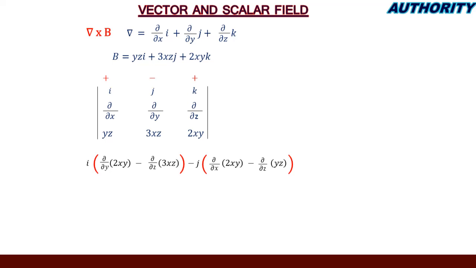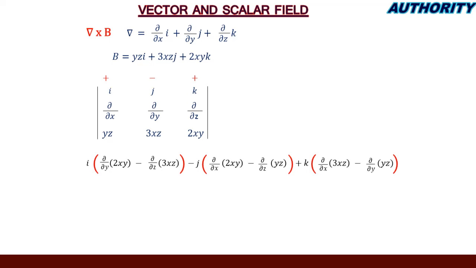Then we say plus the last one, we have k, and k is having positive, so we're going to say plus k. K is in the first row, third column. So we are going to cover the first row, cover the third column. When we cover the first row, third column, we have a 2 by 2 matrix remaining, right? Yes, we find the determinant of this 2 by 2. So we are going to say the partial derivative with respect to x multiplied by 3xz minus the partial derivative with respect to y multiplied by yz. Okay, yes. Now let's go.